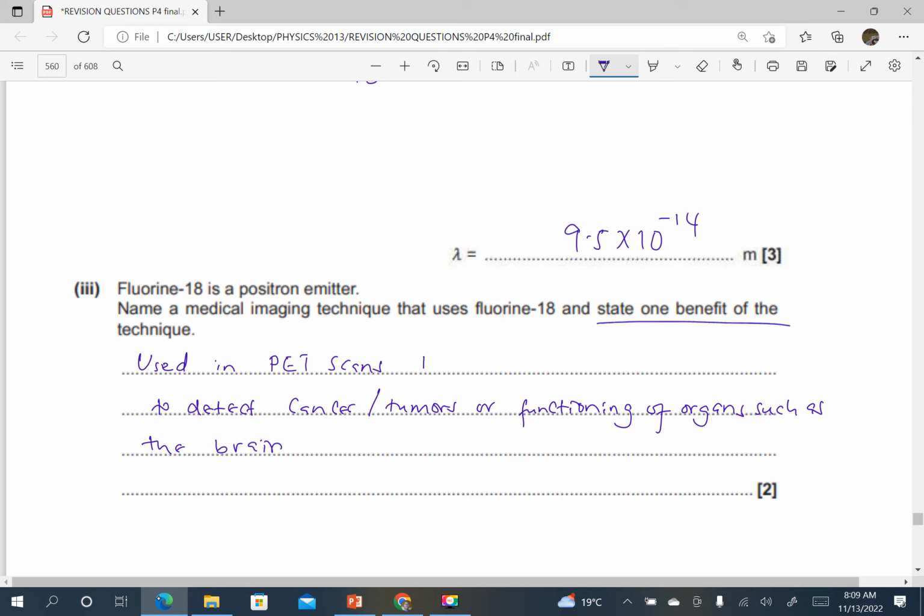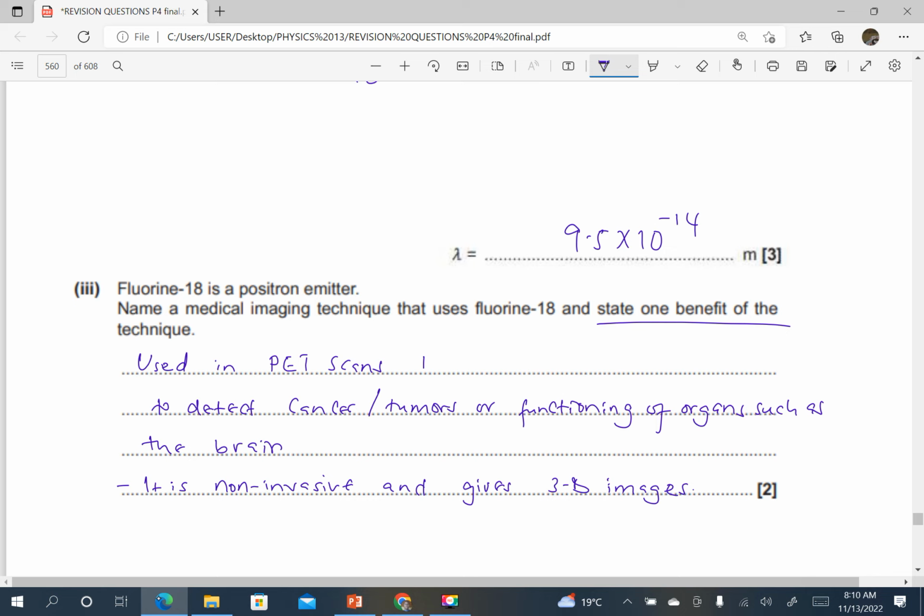They said state one benefit of the technique. Of course, this is non-invasive and gives three-dimensional images. It is non-invasive in that no instrument is inserted into the patient's body during the scan, and it also gives three-dimensional images which can be viewed and rotated and viewed from any angle.